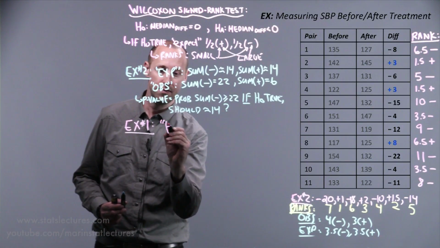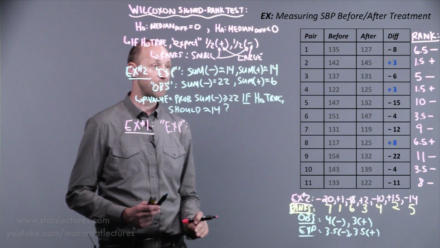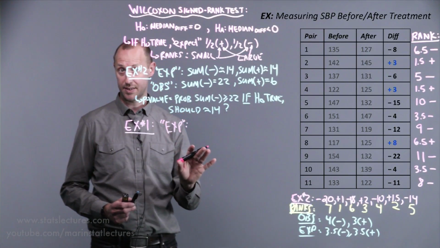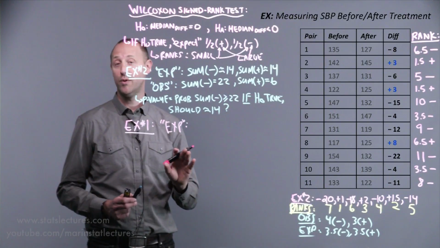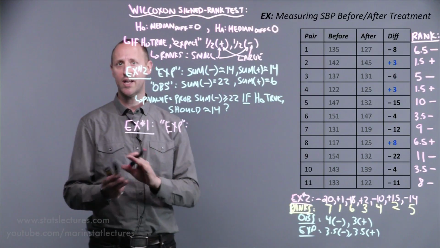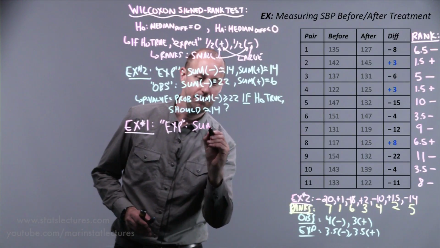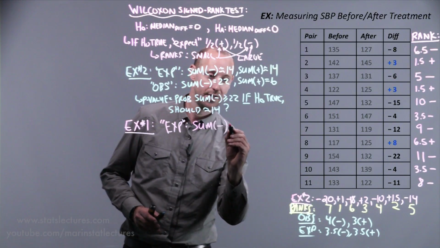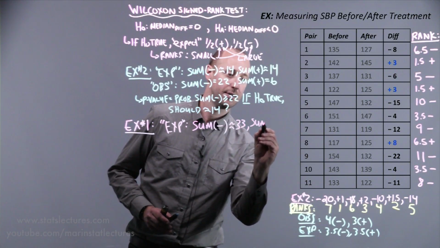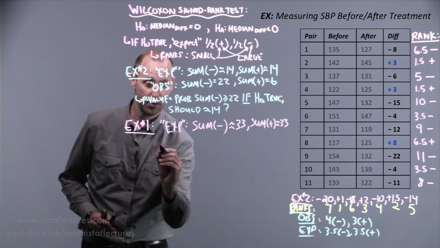Now, first let's think about what we expect if the null is true. If we sum up the ranks 1 plus 2 plus 3 all the way up to 11, that's going to come out to 66. And if our null is true, we'd expect about half the people to show a decrease, half to show an increase, and we'd expect the large and small ranks roughly equally balanced. So we'd expect the sum of the decreases to be about 33, and the sum of the increases to be about 33. Now, what do we observe in our sample?